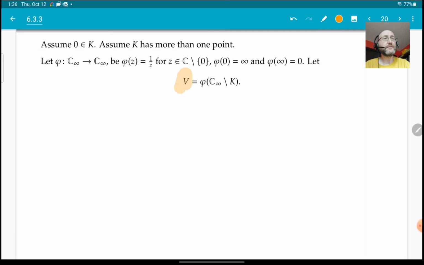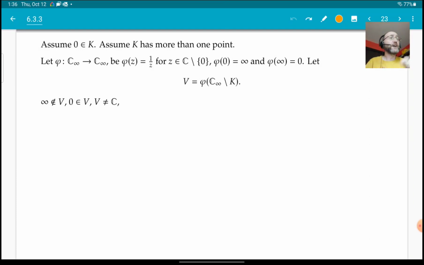Now let v, so v is going to be in this sort of upside down world. It's going to be the complement of k. So we take the complement of k in the Riemann sphere and we push it forward by phi. That's what v is. Now, v does not include infinity because the complement of k does not include 0, because 0 is in k. Similarly, 0 is in v because infinity was not in k. Infinity went to 0.